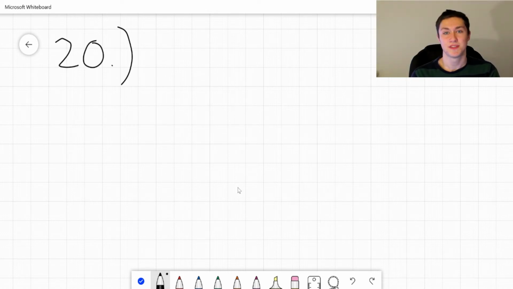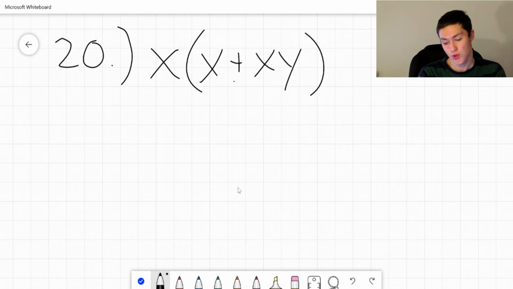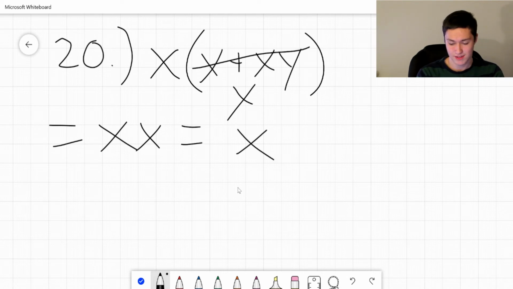And using the same exact rule in number 20, so x or xy, we know that there's an x in both of these terms, so x has to be true in order for this to be true. So this just becomes x. So this is equal to x equals x.